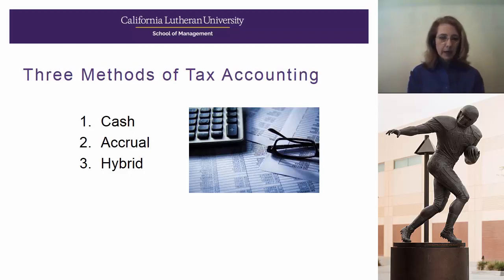And then the hybrid method is neither cash nor accrual. It's, as the name suggests, a hybrid of the two. And the most common example of a hybrid method of accounting is a small business owner that has inventory. And so for most items of income and expense, they are on the cash basis. But when it comes to accounting for that inventory, they are using more of an accrual basis. And so that cash and accrual hybrid makes that the hybrid method.